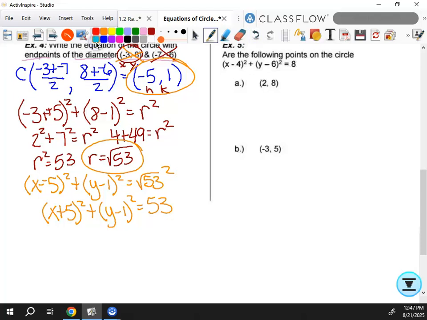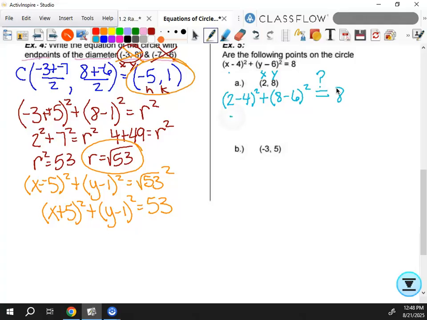All righty. Last little way to use this stuff. We could be given an equation and just be asked, are these points on the circle? We don't need to try and graph this circle or do anything like that. If the ordered pair 2, 8 is on the circle, then when I substitute it in here, I should get a true statement. So we're going to use this as xy, and we're going to substitute it in and do 2 minus 4 squared plus 8 minus 6 squared, and then I'm going to put equals with a question mark. Does it equal 8? Because that's what I'm trying to figure out.